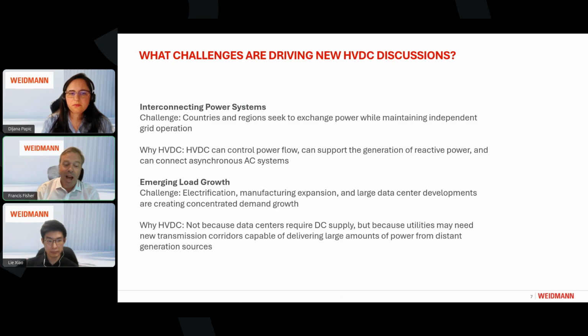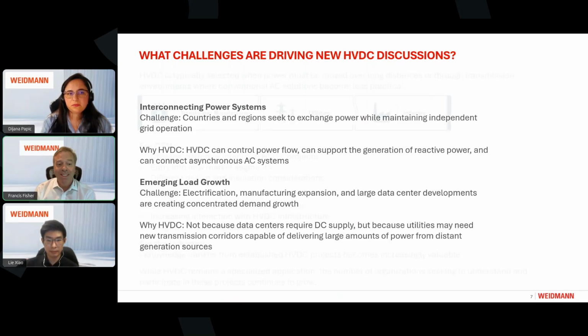And of course, I did make a note there. We hear a lot about data centers running higher voltage DC racks in their data centers. We're not talking about that specifically, but rather that utilities need to address transmission corridors. They have many requests for data center connections, and with that, they need to be able to deliver large amounts of power, often from distant generation sources. And many of these areas where data centers are being developed are not necessarily the traditional centers of load, or high demand areas. So they have to address that.